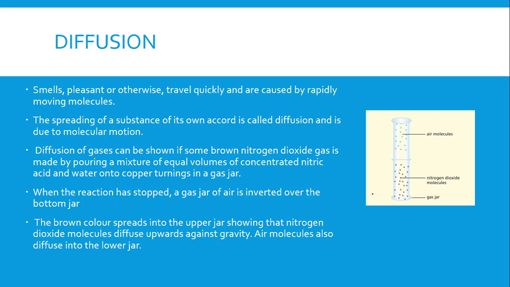So if you're talking about the nitrogen dioxide molecules in the diagram given here, the molecules are going to travel upwards because the concentration of the nitrogen dioxide molecules is much higher than that in the air vessel. So in some time it will propagate upwards and diffuse.